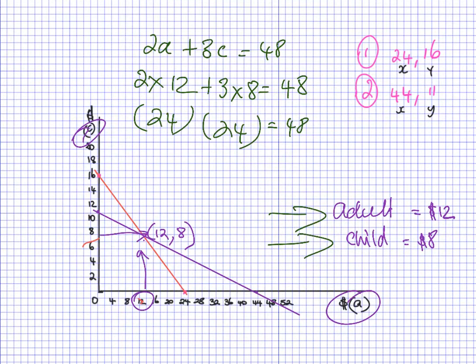We can check it with our other family as well. Their equation was A plus 4C equals 44. So if we substitute, adult was $12 plus 4 children at 8. So this here is 32. So 12 and 32 is $44. So that is how you graph something simultaneously if you don't know two of the values.